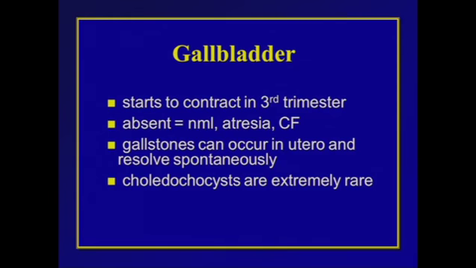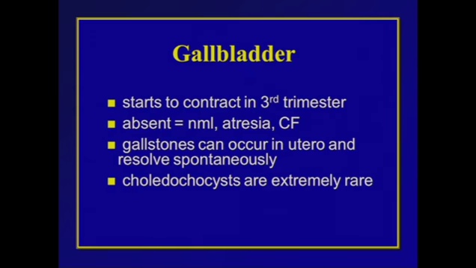The gallbladder does start to contract in the third trimester. So if you don't see the gallbladder in the third trimester, it could be completely normal, just going through the phase of contraction. It may be due to atresia of the gallbladder, or it could be supporting evidence for cystic fibrosis. Gallstones, as we just saw, can occur in utero, and these resolve spontaneously, usually in the immediate postnatal period. They do not need to be imaged in the neonate.